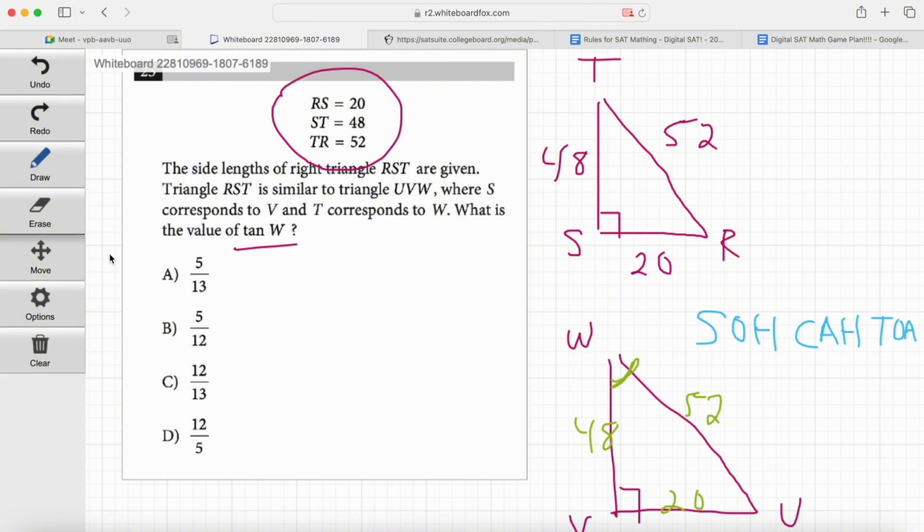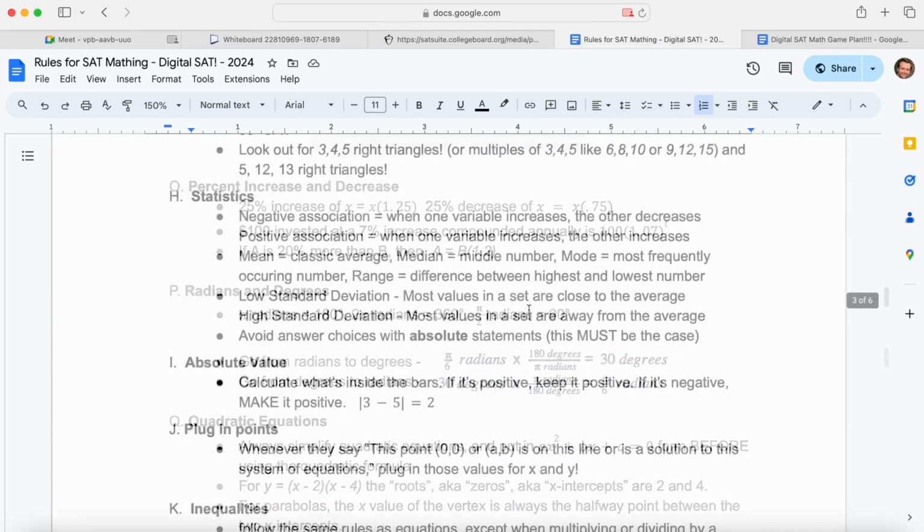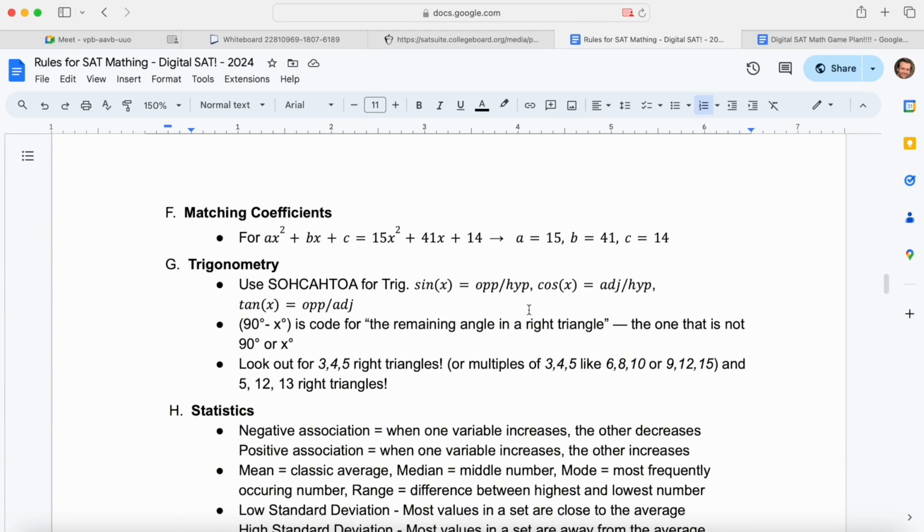So, I've got this in the rules real quick. Instead of writing it all out, it'll be faster if I show you where it is. There it is. Basic concept G, trigonometry. You see it on the screen share? Yes. Okay. So SOH is for sine, right? Sine is the opposite over the hypotenuse.